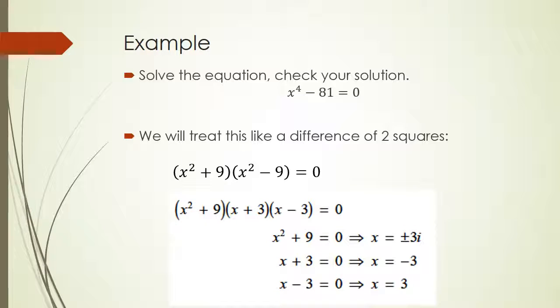From here, we can split up the x squared minus 9 into x plus 3 times x minus 3. So now we have 3 factors. We have x squared plus 9, we'll set that equal to 0. X plus 3, we'll set that equal to 0. And x minus 3, we'll also set that equal to 0. Solving for x in each case, we have plus or minus 3i, negative 3, and 3.